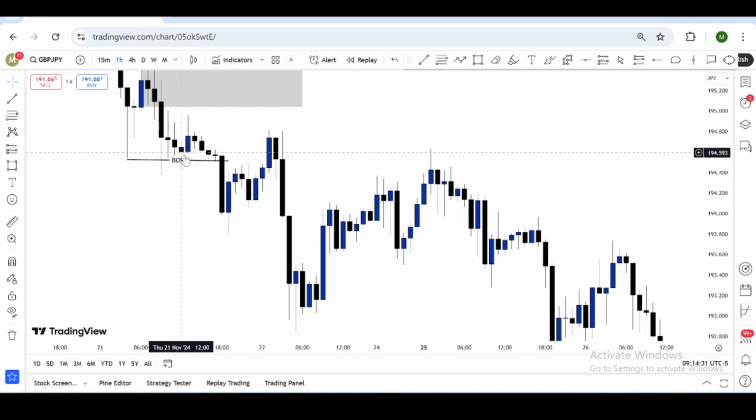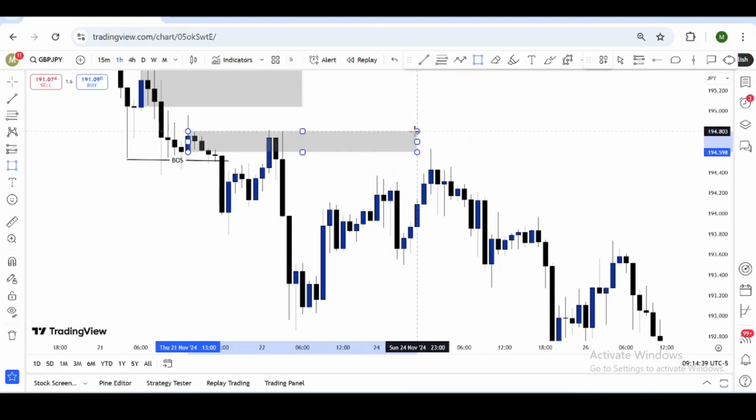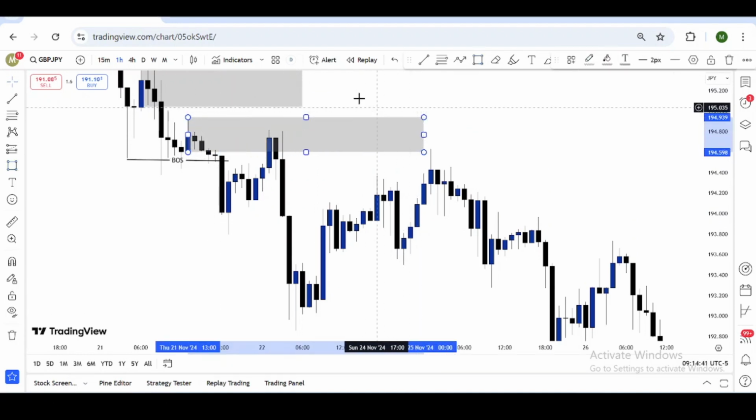So here we also have an order block here. This candle here, we have an order block here too. This one, we have an order block here. I think this is actually the main order block that gave us this break of structure, because this one here got to this point, right?